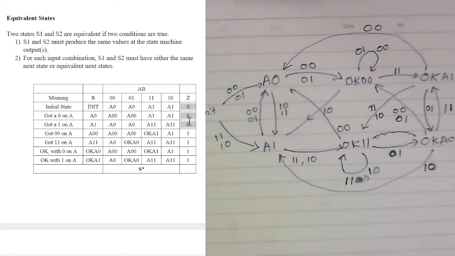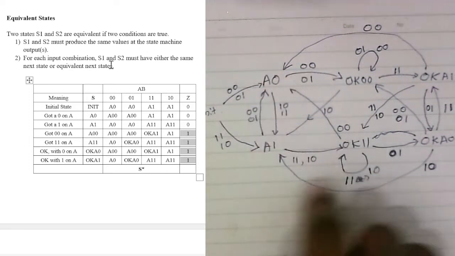So now maybe one of these is equivalent to the others because I have z equals 0 on all of those, right? How about this one? Here z is 1, that means I have a chance of any of these two states being equivalent here as well. Okay, so what is the second condition? For each input combination in S1 and S2, there must be either the same next state or equivalent next states. So that means I have outgoing transitions from each one of these states, right?